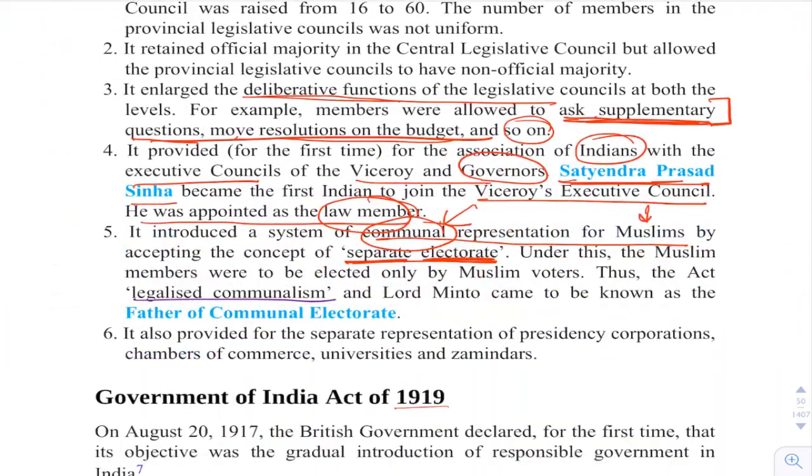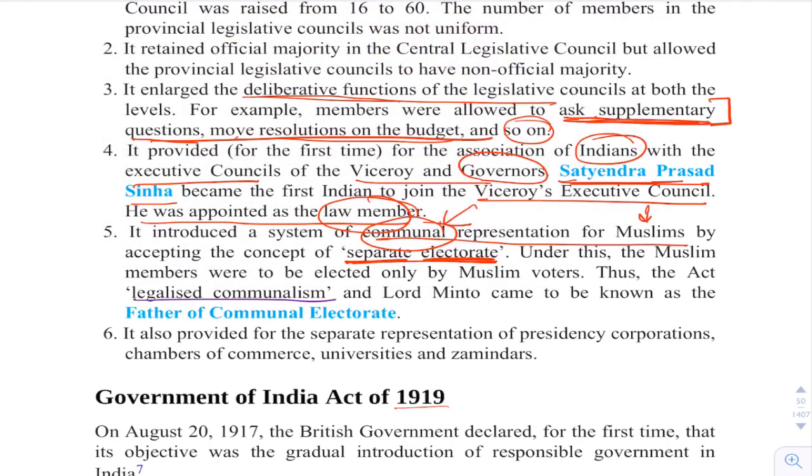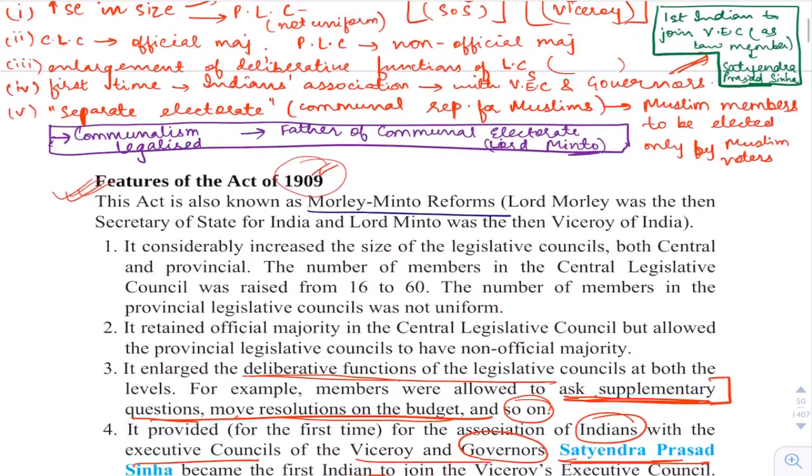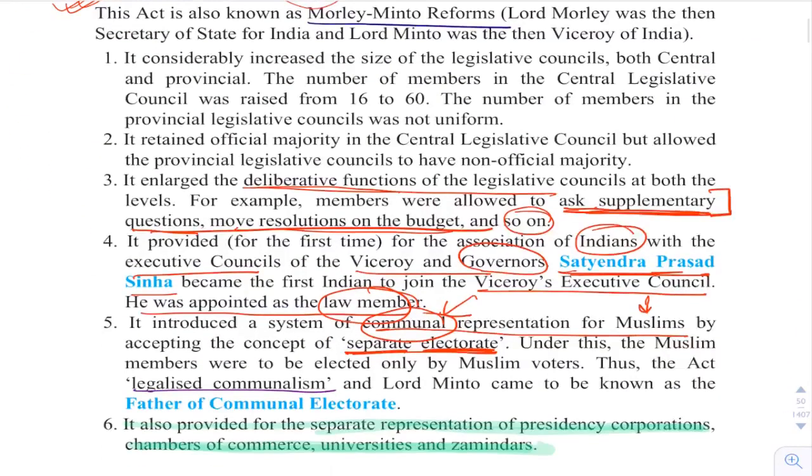The last feature is that it also provided for the separate representation of presidency corporations, chambers of commerce, universities and zamindars. So actually the whole line is important here, so I would just highlight this. You can exactly write the same thing. There is no point if I write it again. ये पूरा का पूरा तो यहाँ आना ही आना है, क्योंकि वो एक separate provision है. So write the same thing, which is given here in the 6th point.